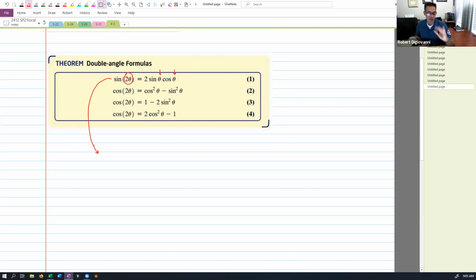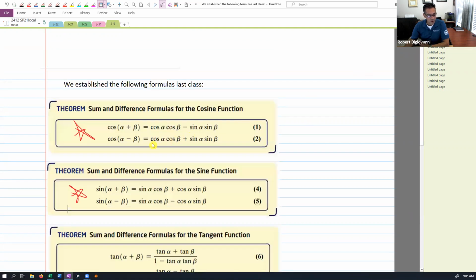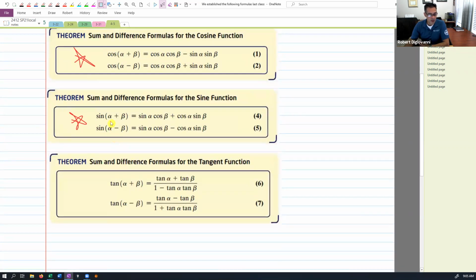So let me show you where this first one comes from. I'm not going to do this for each one of these, but just to show you where the formulas come from. If I look at sine of 2 theta, another way I could write that would be sine of theta plus theta, because that's what 2 theta is, right? And then we can go back to last class where we had the sum and difference formulas. And we know that if we have sine of alpha plus beta, so if we're adding 2 angles together, it's sine alpha cosine beta plus cosine alpha sine beta.